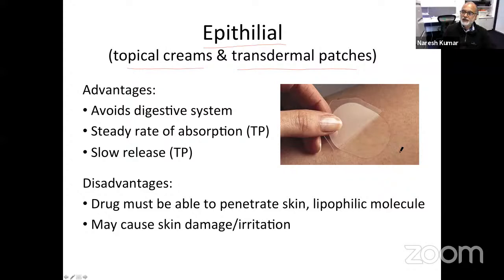Or you can have some sort of patch where the drug from the patch goes into the bloodstream. A classical example of a patch is the nicotine patch. So many people who try to quit smoking these days have a patch, and the patch releases the nicotine into the bloodstream. Again, if you look at the advantages of epithelial drug delivery, it avoids the digestive system again. That means the drug is not exposed to the acid in the stomach and also the enzymes which are present in the stomach.